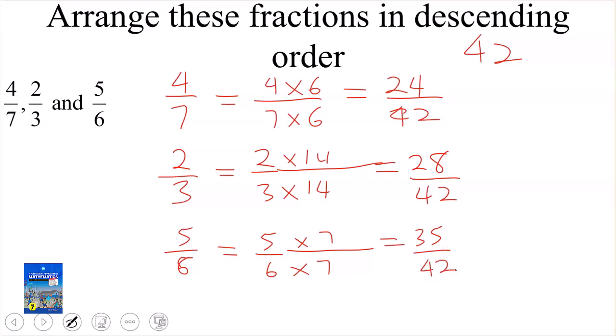What will be the greatest of all these fractions? And that is going to give us 35, followed by 28, followed by the 24. So the greatest is 5 on 6. And we want to arrange this in descending. Descending means the greatest must come first. So 5 on 6, followed by 2 thirds, then followed by 4 sevenths. So this will be the answer for that.